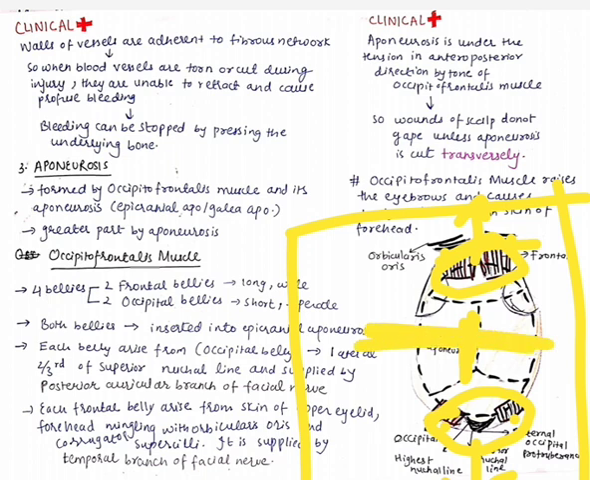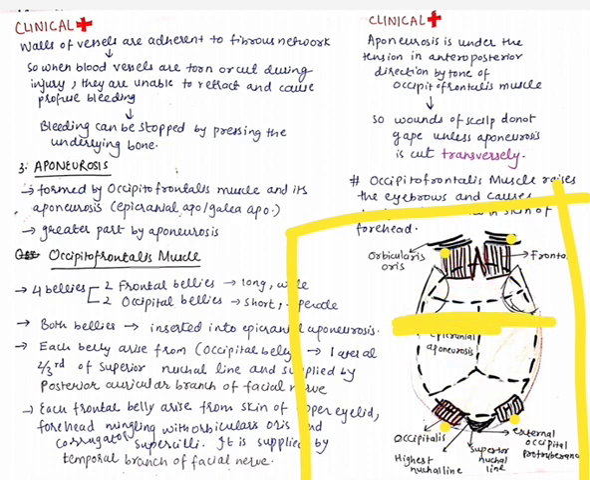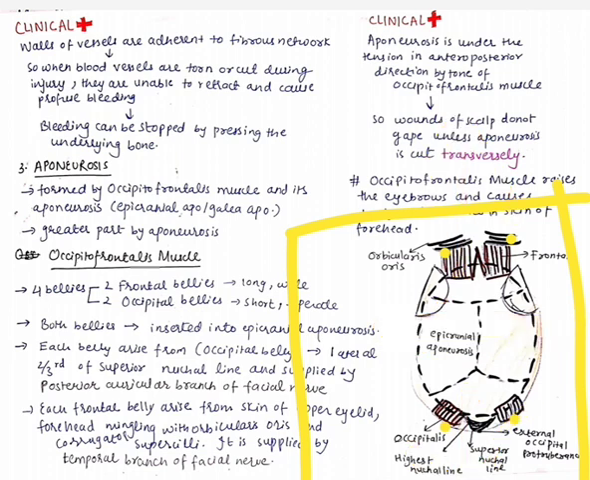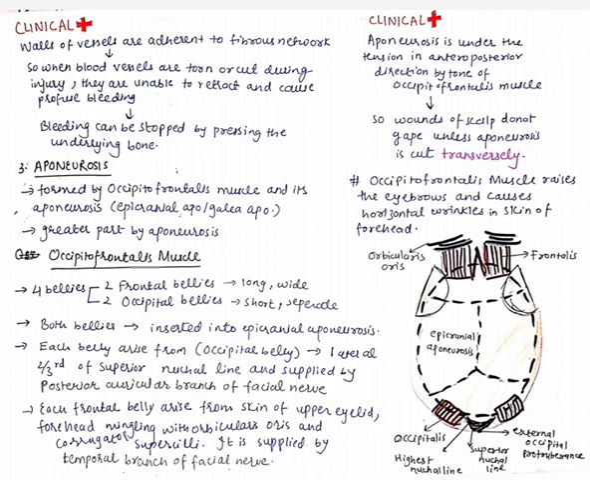But when I cut it transversely, it stretches in this direction and in this direction, so you can clearly see the gap. So that is what it is trying to say. Let us look again at the clinical portion and read it again. The aponeurosis is under tension in the anterior-posterior direction by the tone of the occipitofrontalis muscle. So wounds of the scalp do not gap unless the aponeurosis is cut transversely. I hope this is clear now.